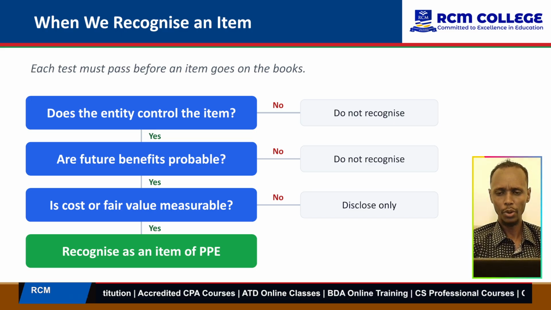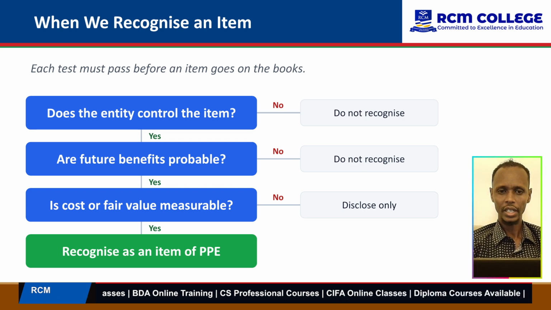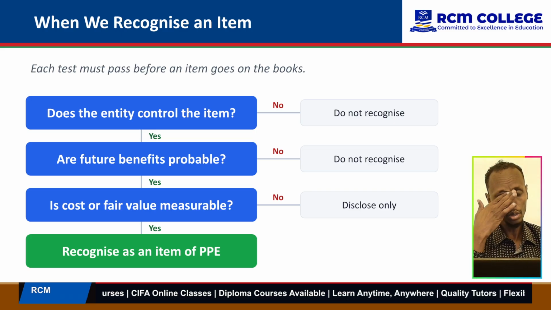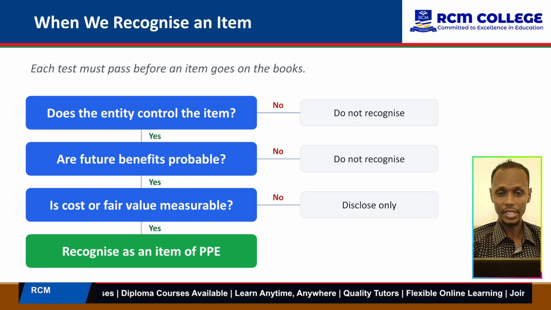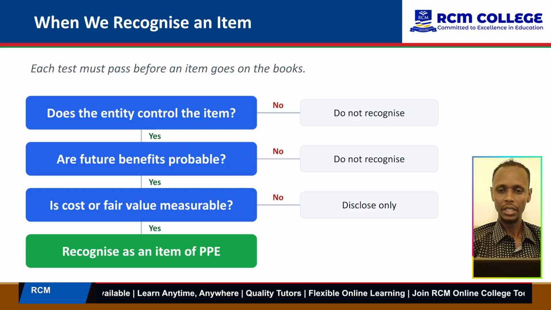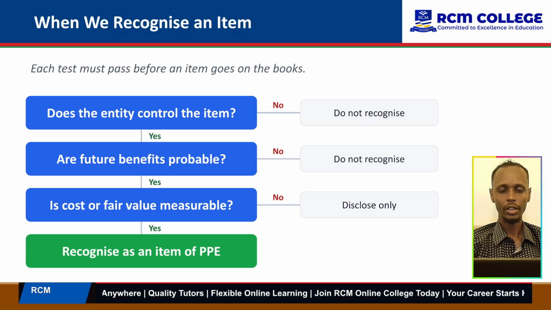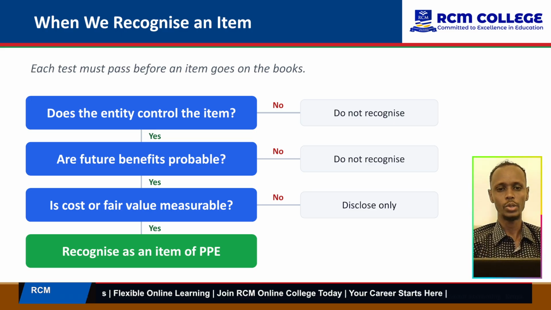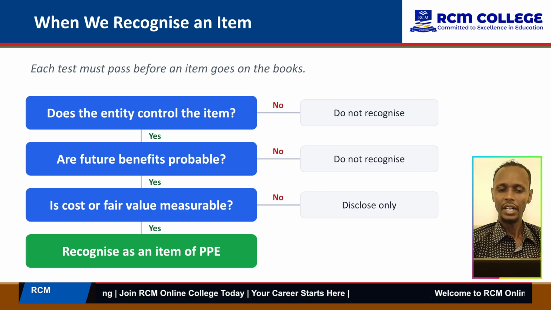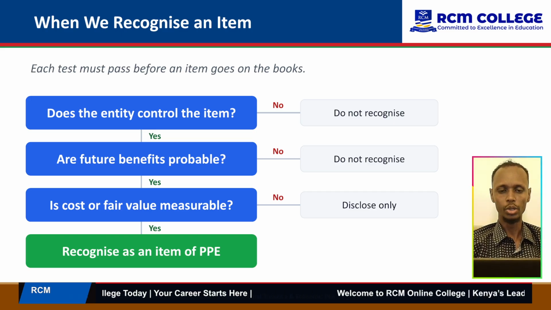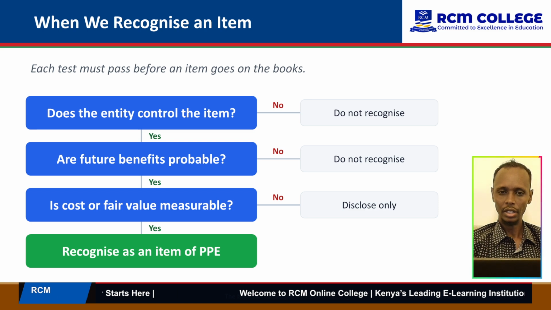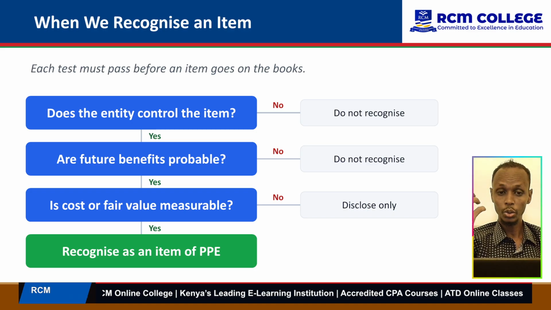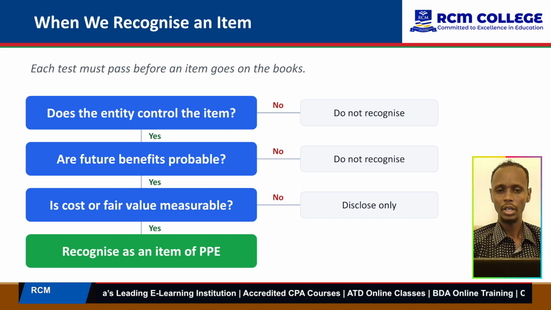Are future benefits probable? Future benefit is, can you sell it at a future date, or can you enjoy its service potential? Can it serve you? Can you use it to serve other people? If the answer is yes, then you go to the next. But if the answer is no, then you do not recognize that as an asset in your books. And then you ask yourself the third, can you reliably measure its cost? Like in accounting, if you cannot attach a figure to something, then you don't put it in your books.